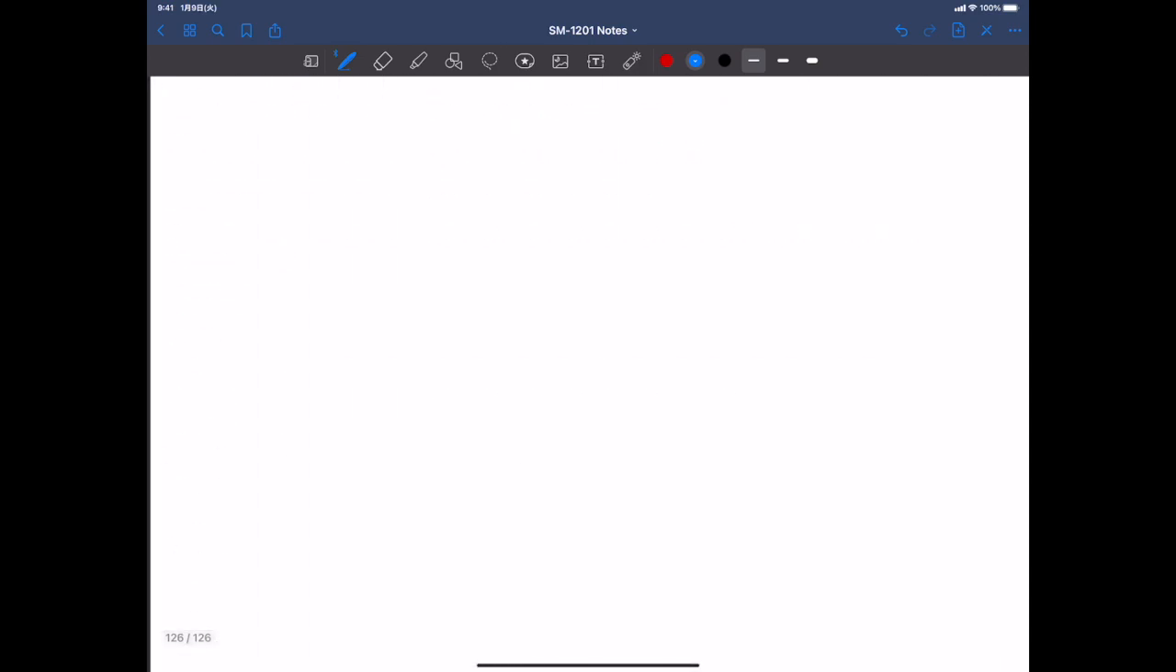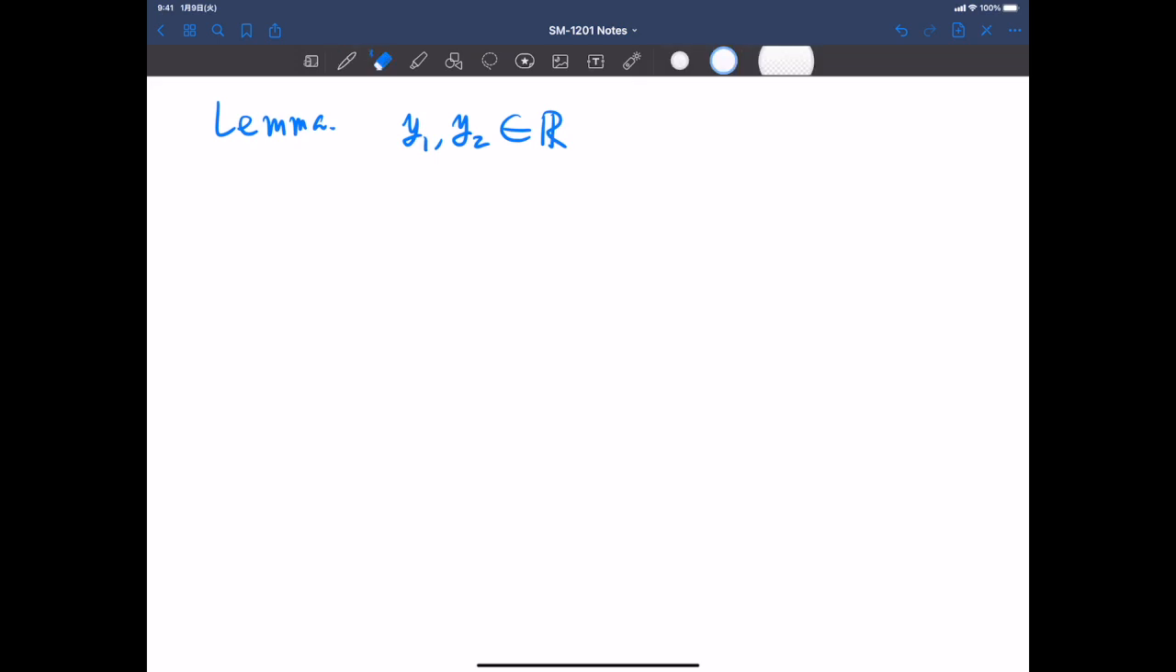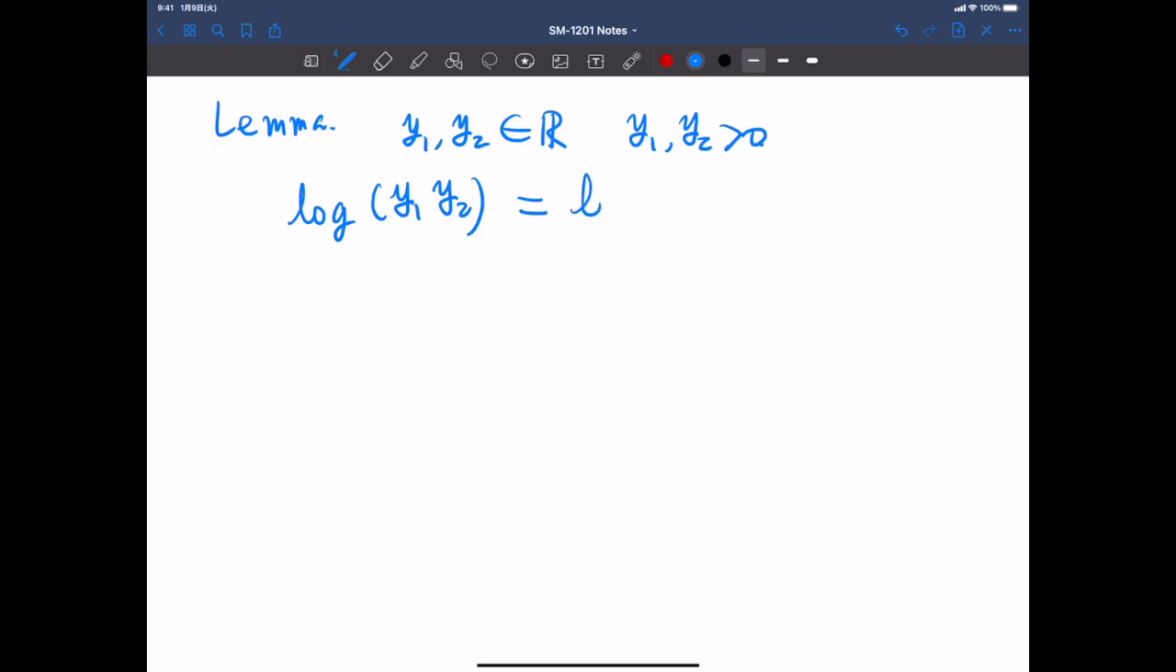Okay, next we prove a little lemma about this function. Let's say y1 and y2 are real numbers and both of them are positive. Then we have this equality: the logarithm of y1 times y2 is equal to the sum of their logarithms. Okay, let's prove this.